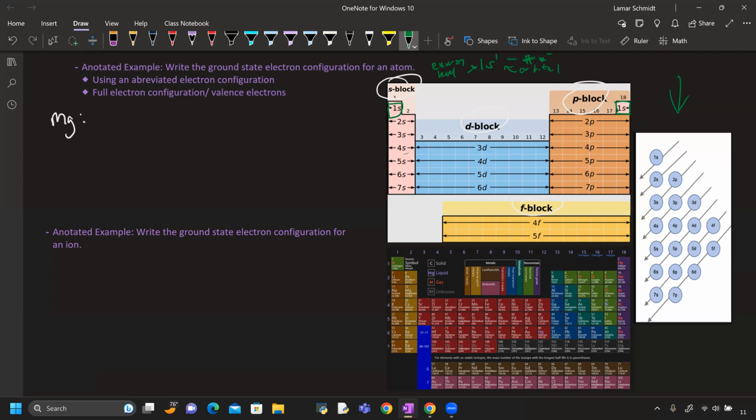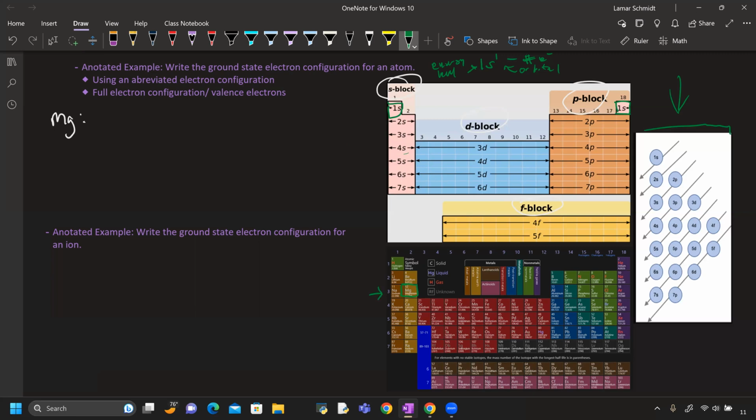So you will not receive this chart. You will not receive this yellow brick road chart on your AP exam. You can draw that for yourself, or you can just make sense of the periodic table, which I think is easy enough to do. So let's write this for magnesium. We know magnesium is right here, and it's in energy level 3.